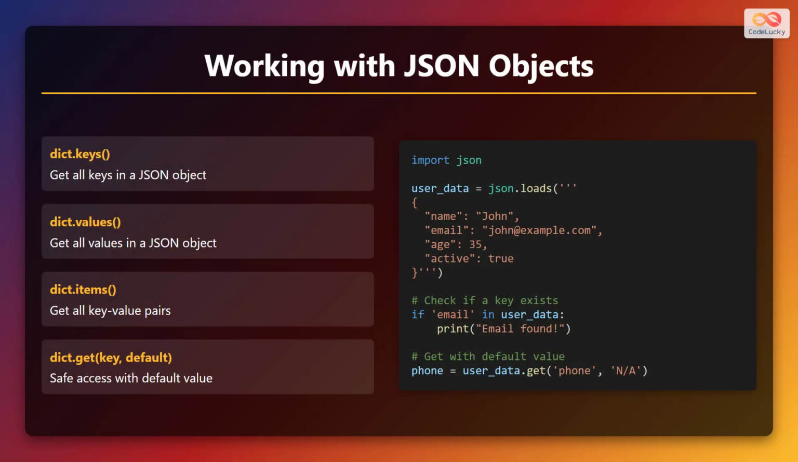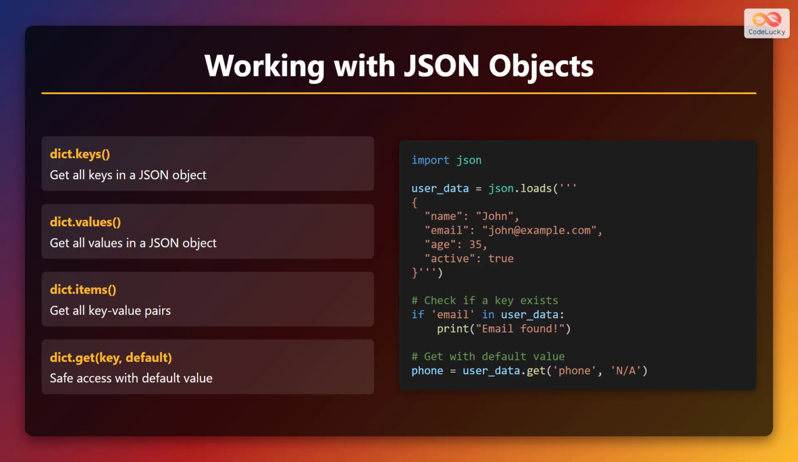Let's see some useful methods for working with JSON objects in Python. dict.keys returns all of the keys in a JSON object. dict.values returns all of the values in a JSON object. dict.items returns all of the key-value pairs in a JSON object.